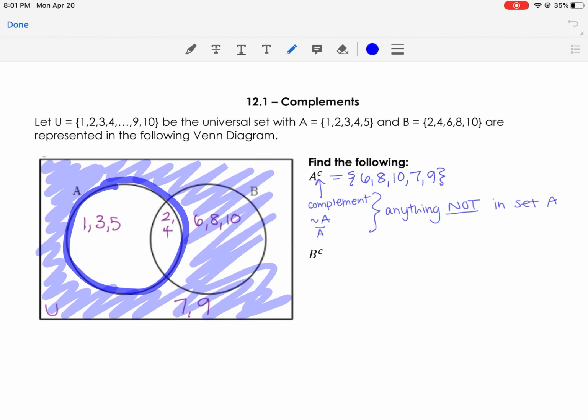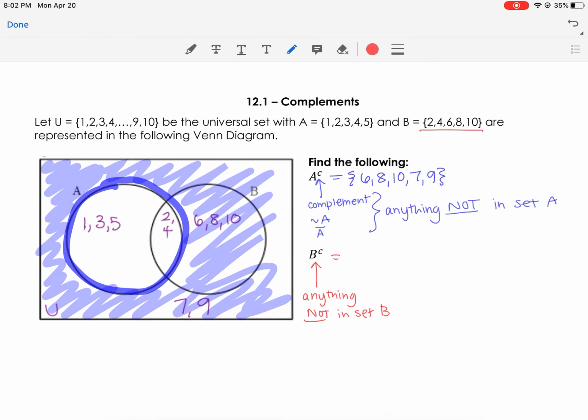Another way you can think about it, we're going to do the same thing. We're looking here for the complement of B, so anything not in set B. We could look at the list up here on the top. We know 1 through 10 is all the numbers, and we're basically saying what numbers are not in B.